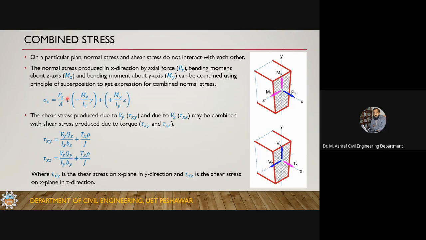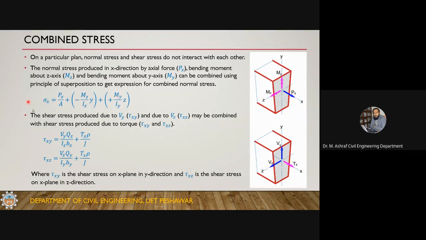And regarding the signs of Px: if Px is a tensile force, it is written as positive, and if Px is a compressive force, then it is written as a negative number. If Mz is about the positive z-axis, it is taken as a positive moment vector, I'm talking about. And similarly, if My is about the positive y-axis and the My vector is along the positive y-axis, then it should be taken as positive.